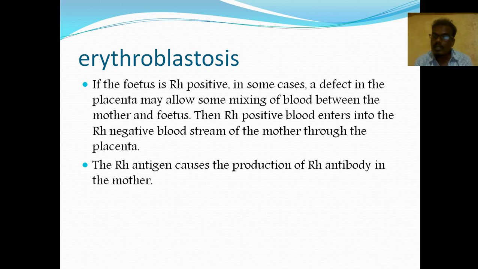So this mixing of RH positive and RH negative blood initiates the production of RH antibody. The RH antigen initiates the production of antibodies. Initially, antibody production is less, because production is gradual and slow at the initial stage.